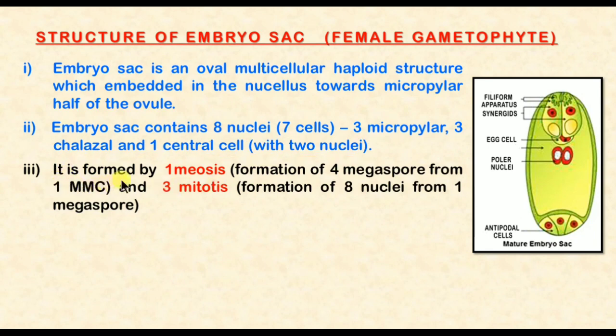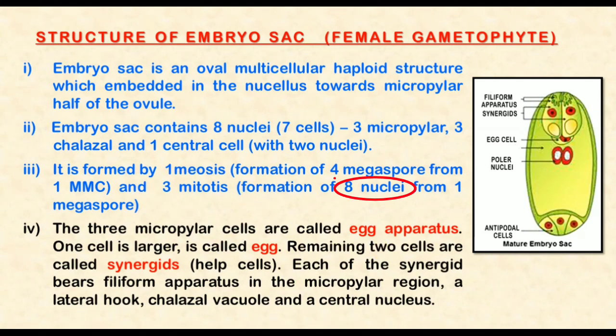These 8 nuclei are formed because of the one meiosis which takes place in the megaspore mother cell and results in the formation of 4 megaspores. Out of these 4, only 1 remains functional, and the other 3 which are present towards the micropylar end degenerate. After that, 3 mitotic divisions take place, resulting in the formation of 8 nuclei.